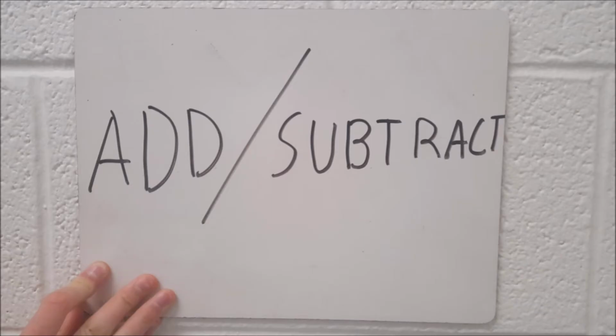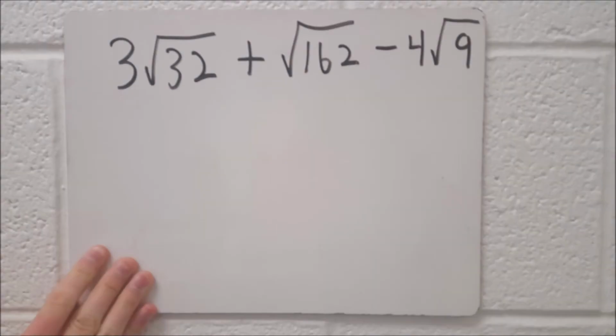For this next problem, we're going to add and subtract radical expressions. When asked to add or subtract radical expressions, you may be presented with a problem like this, or similar to this: 3 times the square root of 32 plus the square root of 162 minus 4 times the square root of 9.